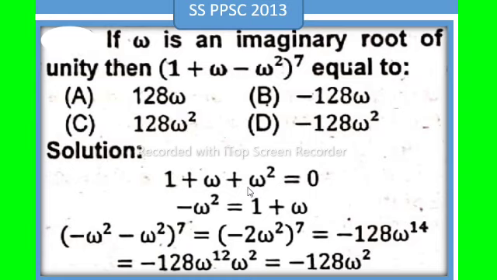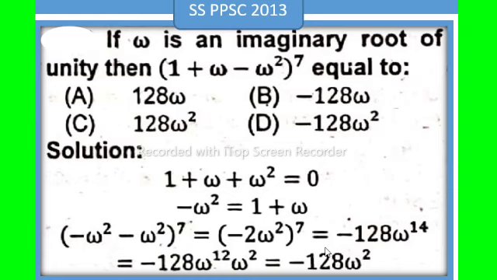So take omega^2 to the other side: 1 + omega equals minus omega^2. Substitute this, so 1 + omega minus omega^2 equals minus omega^2 minus omega^2, whole power 7, which is (-2 omega^2)^7. So (-2)^7 is equal to -128, and omega^2 to the power 7 is omega^14.